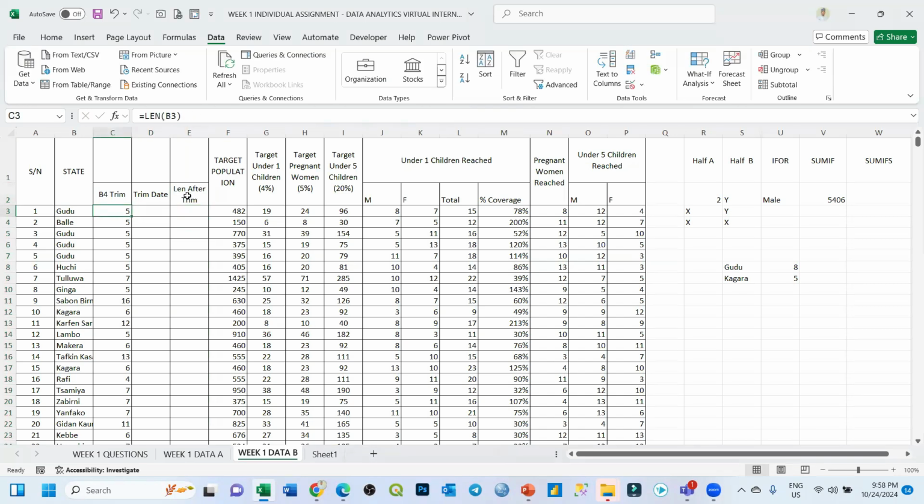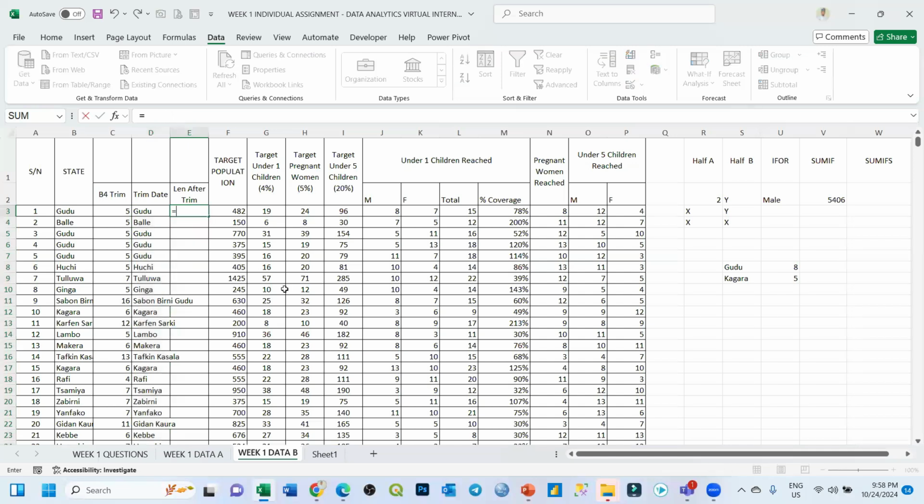So we have learn before trim and we are going to have learn after trim. So let me just trim the data. To use the trim, you are just going to write equals trim, open bracket, just click on the cell and close it. Then it will trim it. Let me just apply it across.